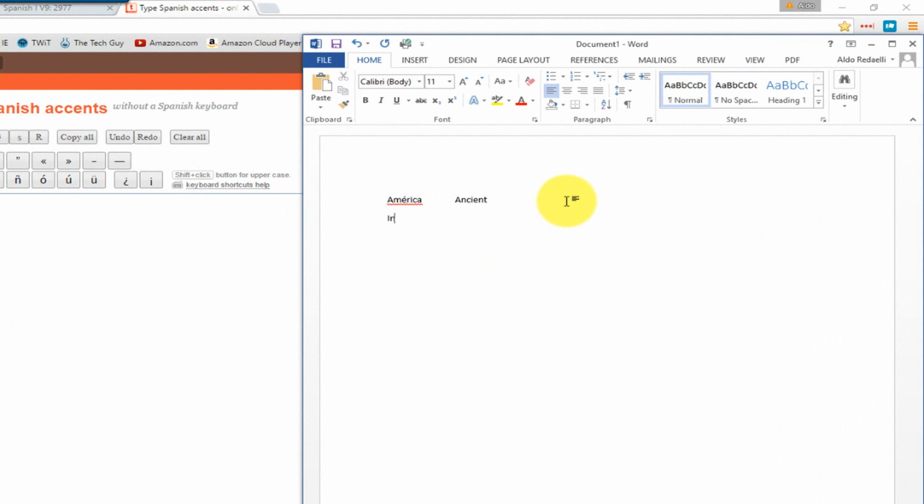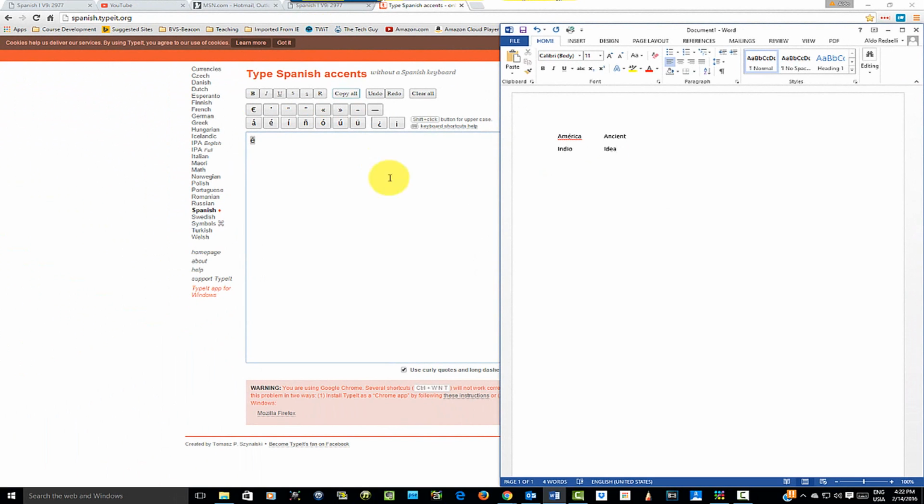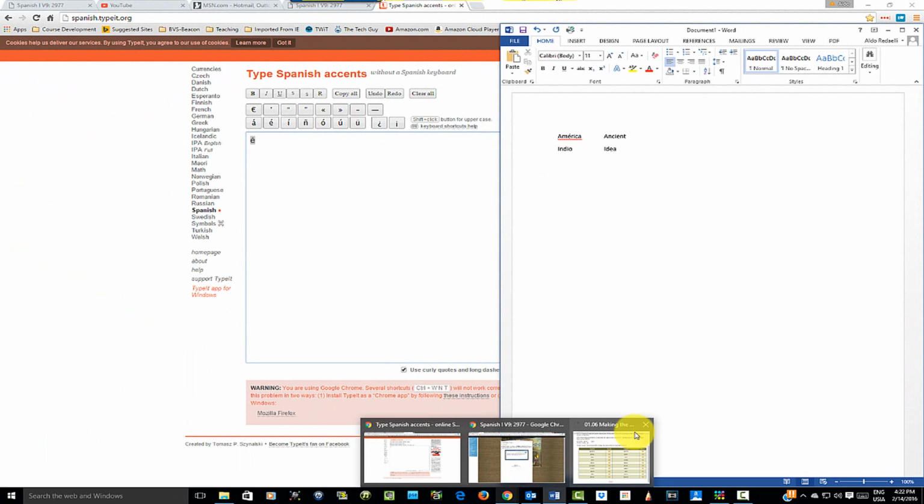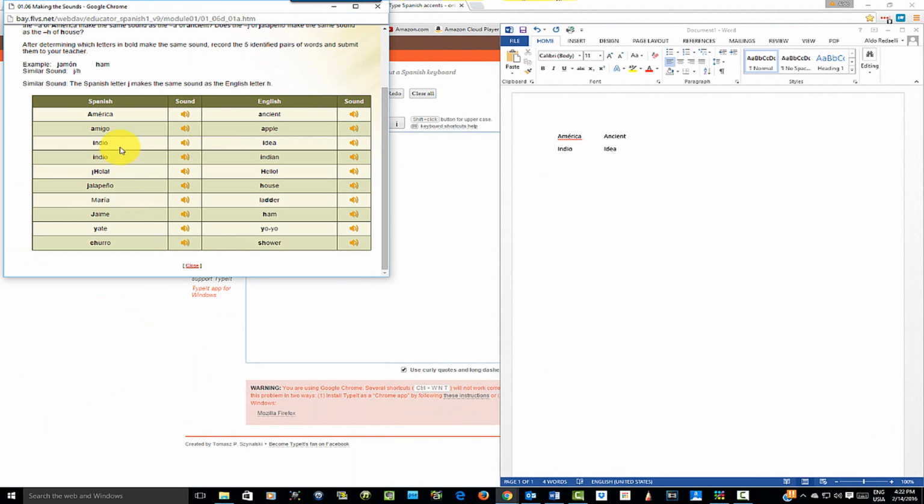I'm not telling you that's right, it's for you to figure out. Indio, Indian. No, I'm sorry, idea. Okay, so idea, indio. Does that letter I sound the same? What do you think? Okay, so there you see it. The highlighted letter is the I. Okay, what about Indio and Indian? Do those sound the same?